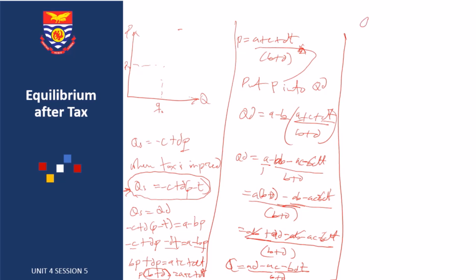So given quantity demanded to be 60,000 minus 500p, and then quantity supply to be only 500p. Now find the equilibrium price and quantity.